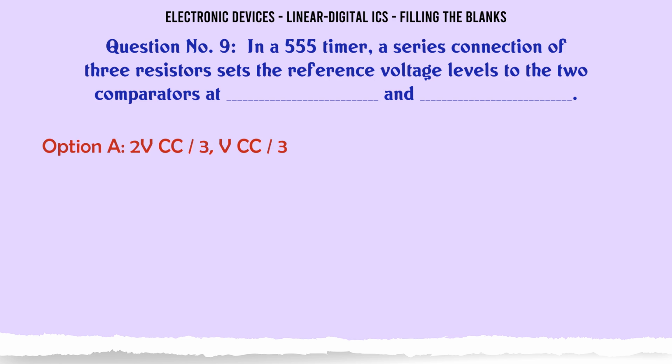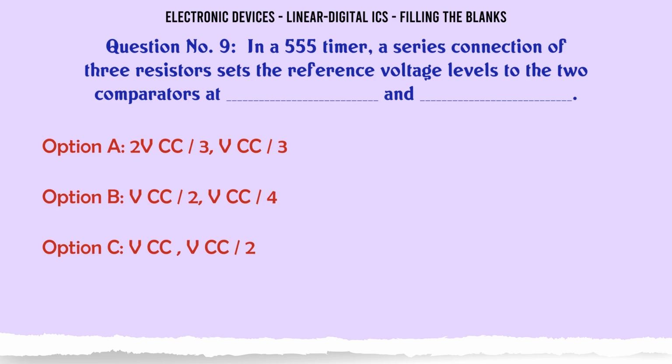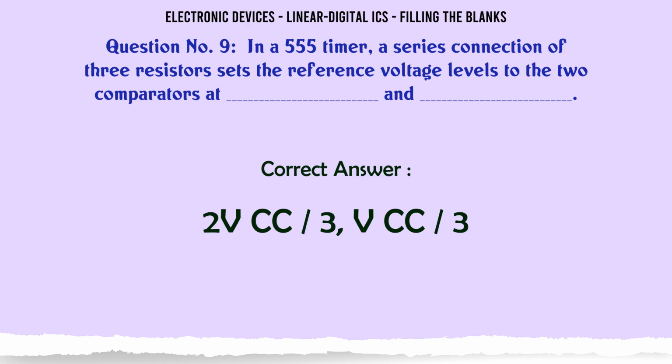In a 555 timer, a series connection of 3 resistors sets the reference voltage levels to the 2 comparators at ___ and ___. A, 2VCC/3 and VCC/3; B, VCC/2 and VCC/4; C, VCC and VCC/2; D, VCC and VCC. The correct answer is 2VCC/3 and VCC/3.